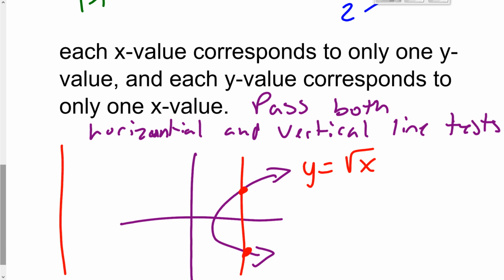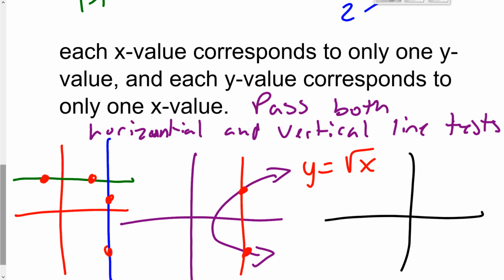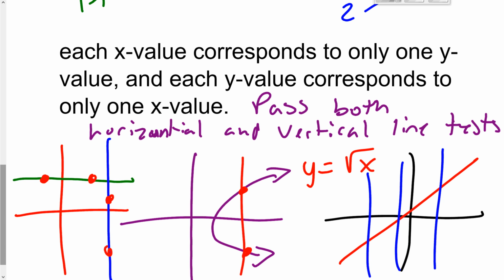How about just a horizontal line? Well, that's not going to pass the horizontal line test, right? So that's not going to work. How about a vertical line? Well, that's not going to pass, right? Because it doesn't pass the vertical line test. What about just a regular diagonal line? There's a diagonal line. Does that pass? Passes the vertical, passes the horizontal, so all diagonal lines. So almost all linear equations except for vertical and horizontal will pass.